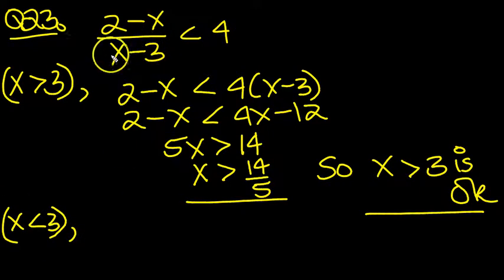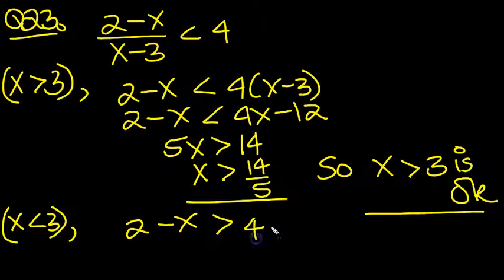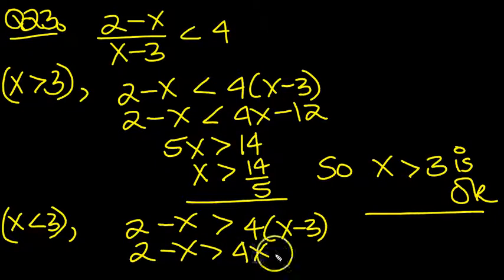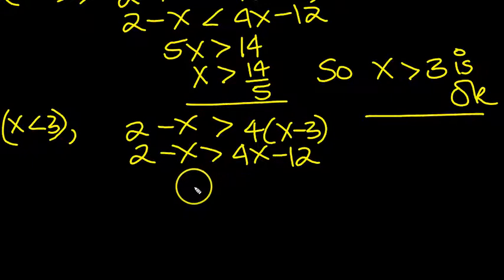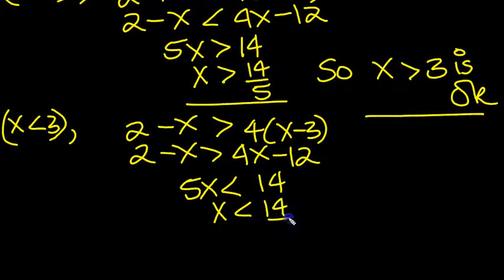In this case, this will now be negative, so we get 2 minus x, and when we move a negative up, we're going to have to flip the inequality. So it's 4 times x minus 3. We go through the same thing again. So 2 minus x is greater than 4x minus 12. And then we move the x over to be with the 4x to make 5x. Reading from right to left, so this is now a less than. Move the minus 12 to be with the 2 to make 14. So we get x is less than 14 over 5.